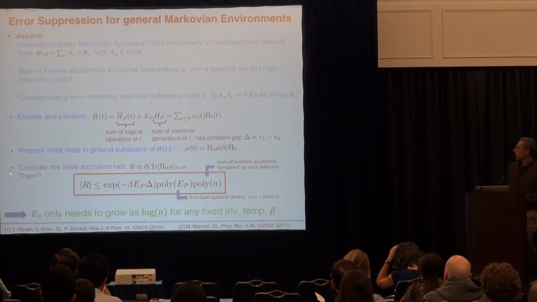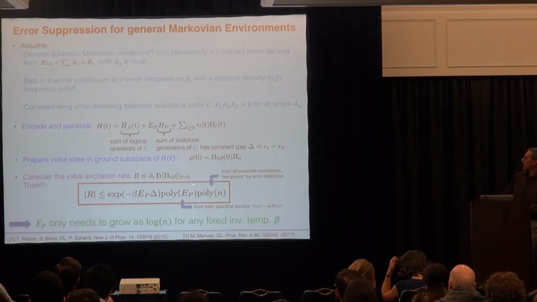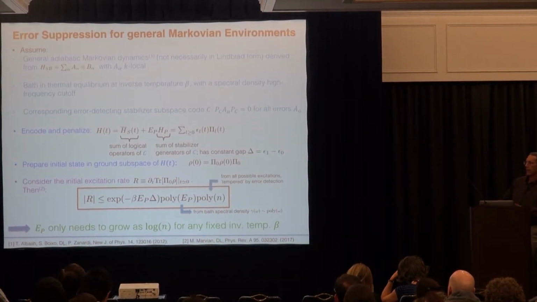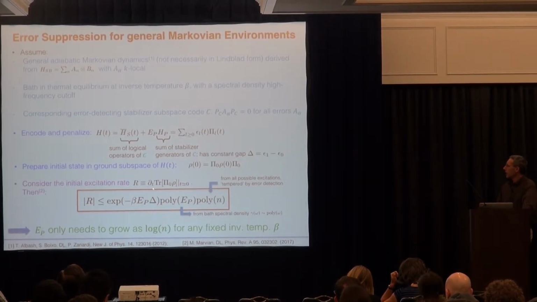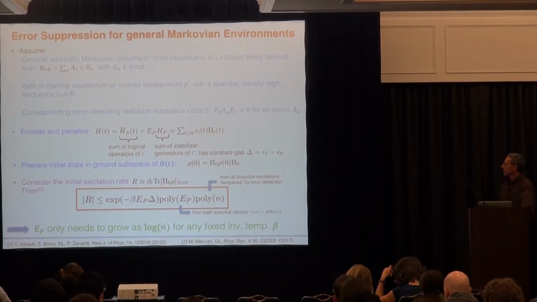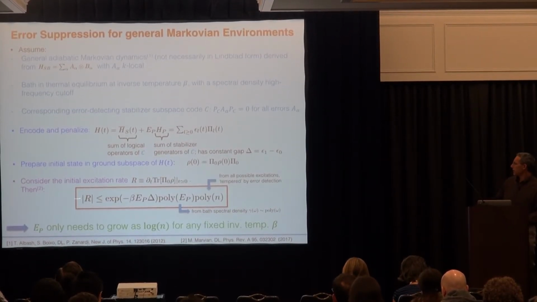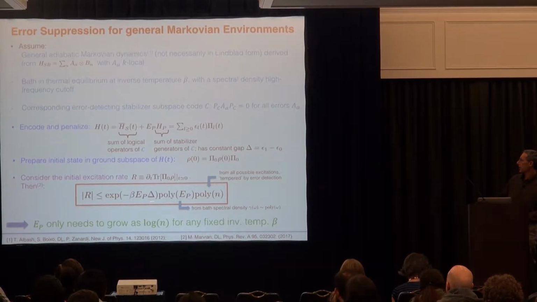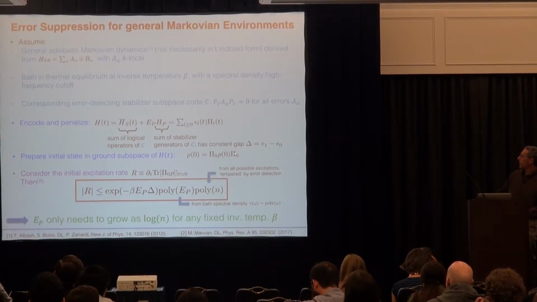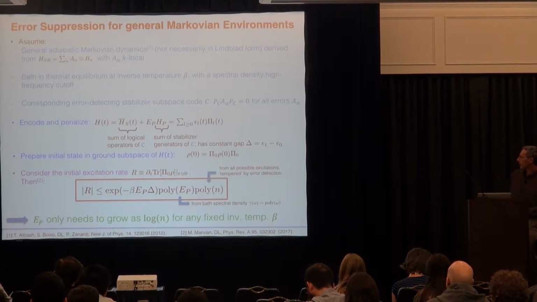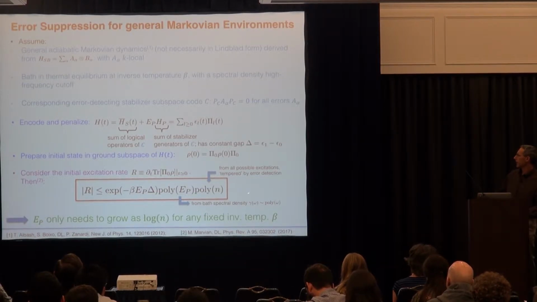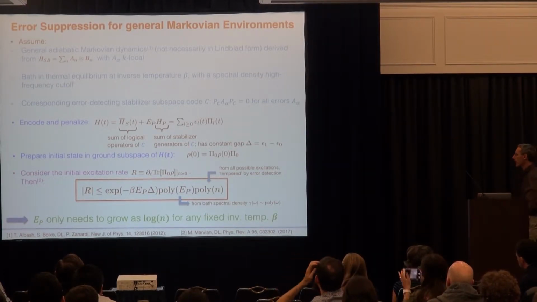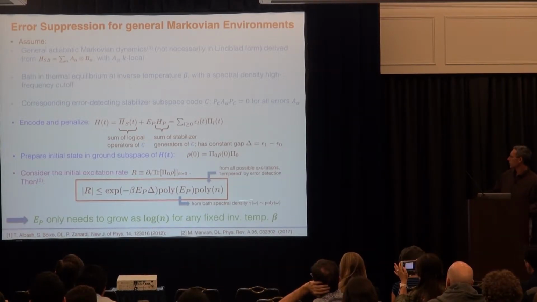The result is the following. So we explicitly consider the initial excitation rate. You can identify this quantity as the rate of transitions outside of the ground subspace. Pi 0 projects the state into the ground subspace. And this initial excitation rate is upper bounded rigorously by a Boltzmann factor that's exponential in the inverse temperature, the energy penalty, and the constant gap of the penalty Hamiltonian. So this is the key quantity. And then there's also a polynomial in the energy penalty, and importantly, a polynomial in the number of qubits, n. Okay, and the source of these terms is explained here.